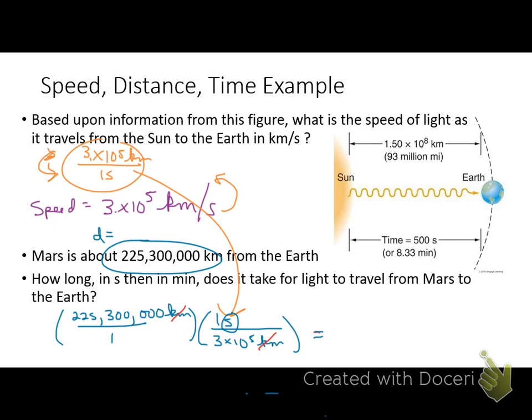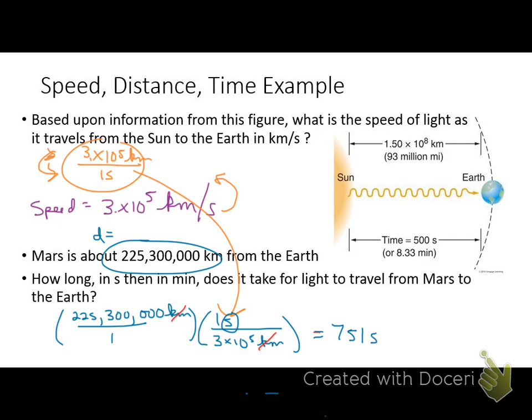Or you can use the V is equal to D over T and solve for T. So, 225,300,000 divided by 300,000. I got 751. Is that what you got? Okay. And units would be seconds.